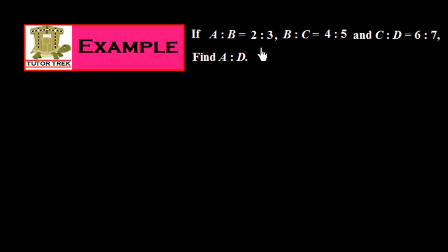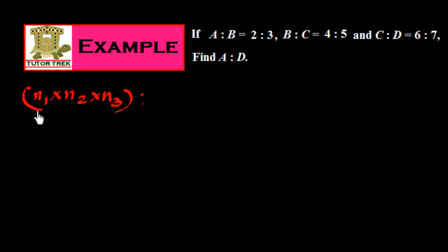a is to b is equal to 2 is to 3, b is to c is equal to 4 is to 5, and c is to d is equal to 6 is to 7. We have to find the ratio of a is to d. So here I explain once more. First of all we have to take the product of all the numerators. So it is n1 into n2 into n3.